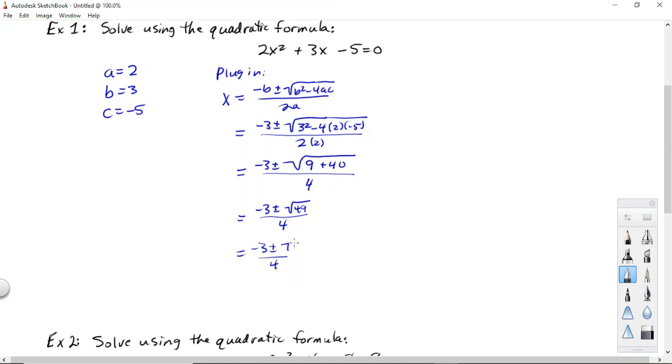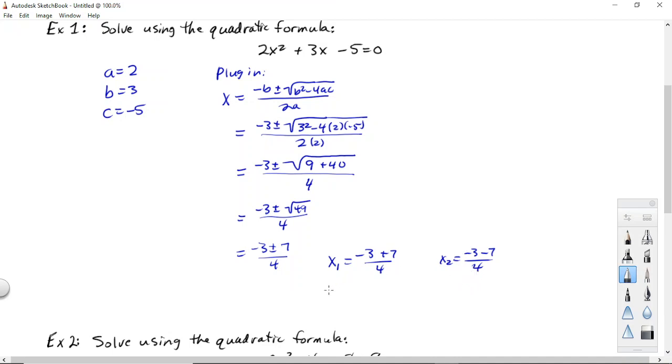So that's it. But we are going to split it up to get two answers. There's a plus or minus there. Okay, so we split that into one solution we could call x sub 1 equals negative 3 plus 7 over 4, and the other one we could call x sub 2 equals negative 3 minus 7 over 4. Okay, that's where the plus or minus comes in right here. We split it into those two possibilities, two solutions.